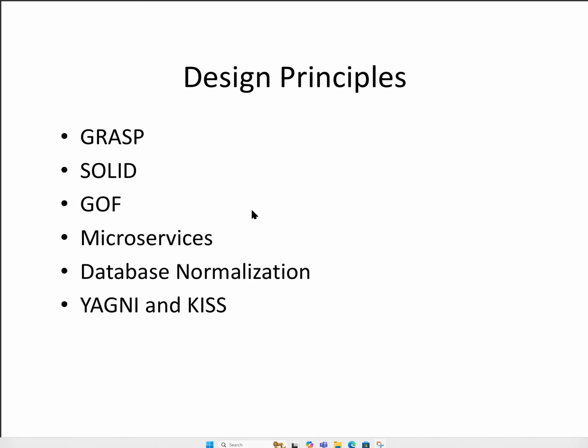So for the design principles, we have GRASP, SOLID, Gang of Four, or GOF, microservices, database normalization, and YAGNI. The GRASP patterns, such as information expert and creator, ensure responsibilities are well distributed across the system. SOLID principles ensure that the system is modular, extensible, and easy to maintain, with clear responsibilities assigned to each class. The Gang of Four patterns, like strategy and observer, are used to handle dynamic trading strategies and real-time market updates.